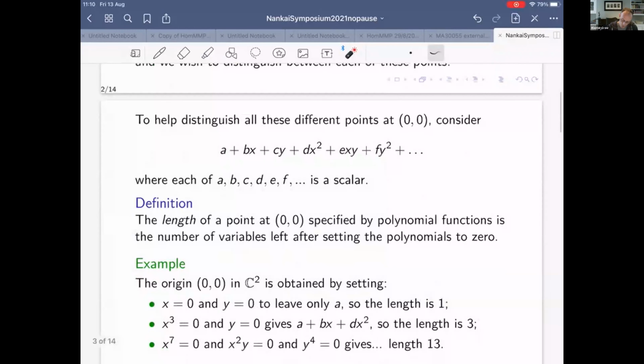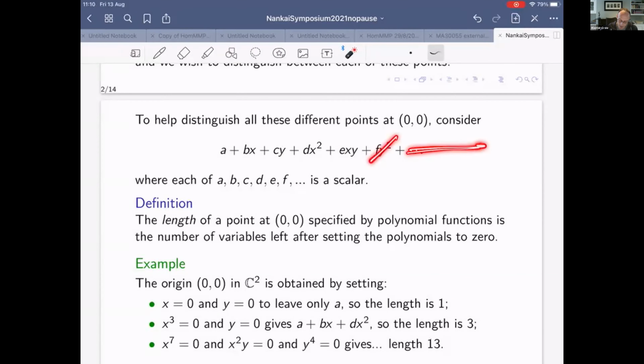Okay, so in the three examples we looked at, if I choose X and Y and I set them both to 0, then all of these terms disappear and I'm left only with A. There's one variable, so we say it has length 1. If I set X cubed to 0 and Y to 0, well, X cubed is going to be out here.